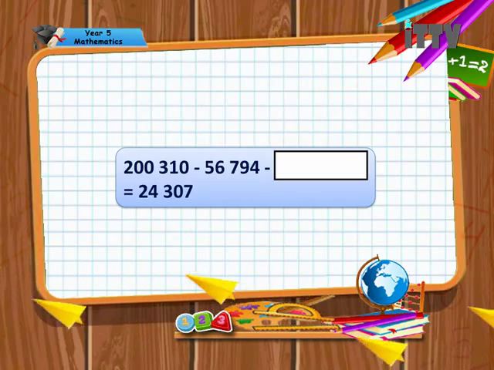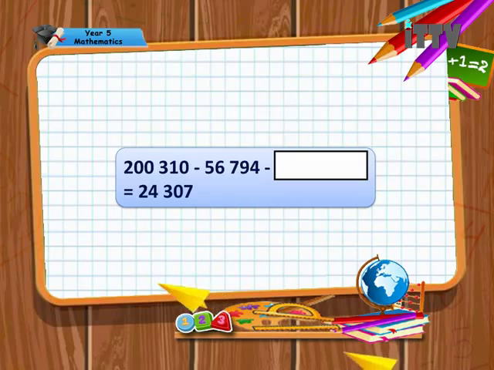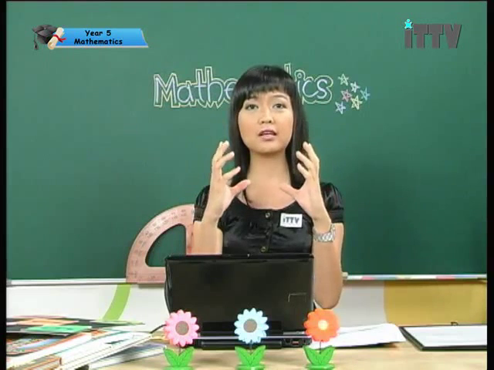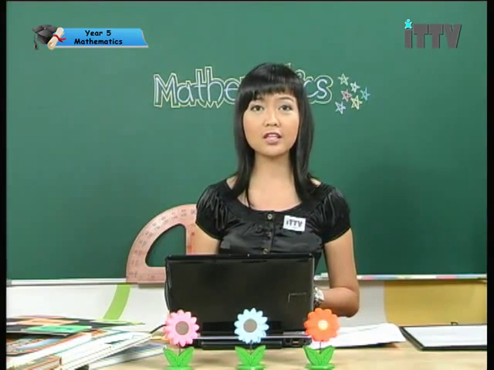200,310 minus 56,794 minus blank equals 24,307. Now, just imagine the first three numbers on the left, on the screen, which is now on the top row. If all these three numbers are part of a big biscuit, then the big biscuit is actually 24,307.